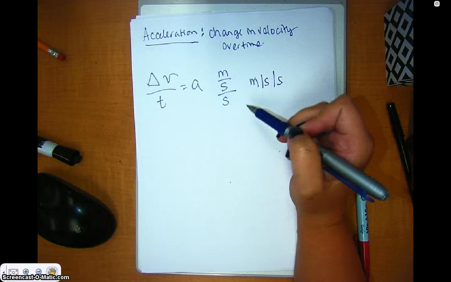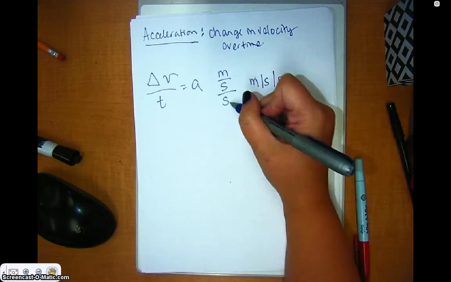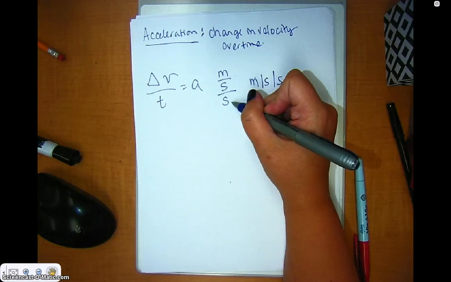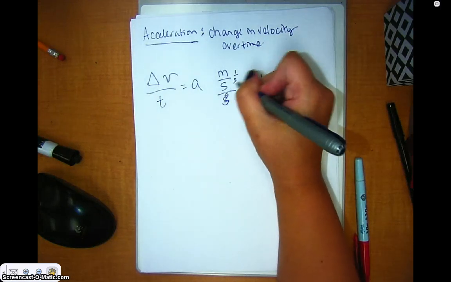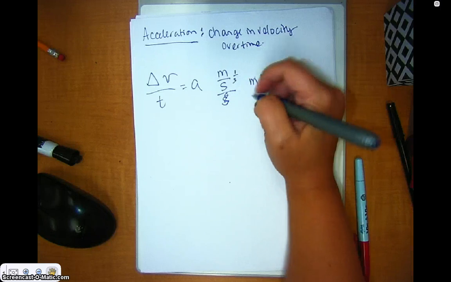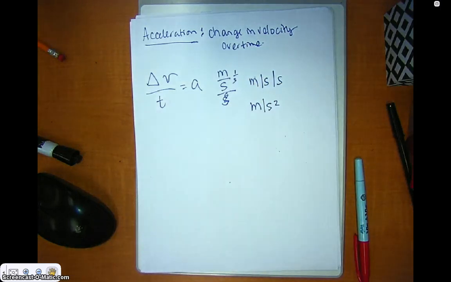But you also might see it like this, meters per second squared. And that comes from, if you're dividing by seconds here, that's the same as multiplying by 1 over seconds. And so you get the seconds squared on the bottom. So you may also see the unit expressed as this, meters per second squared.